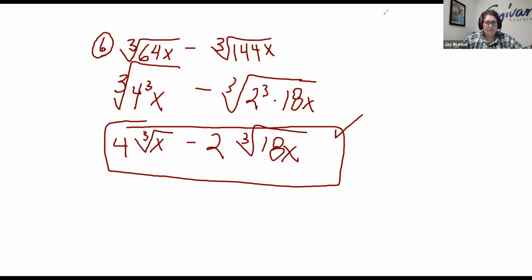All right. I don't think there's anything else you can pull out of the 18. If there is, it's not going to lead you to just an x. So either way, you can't combine them.